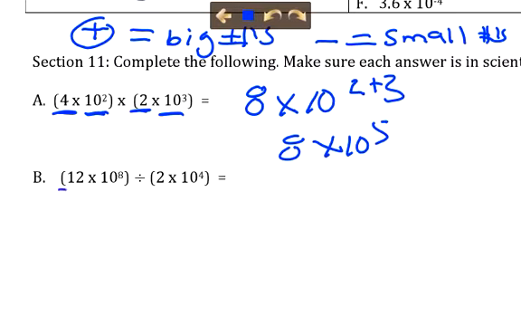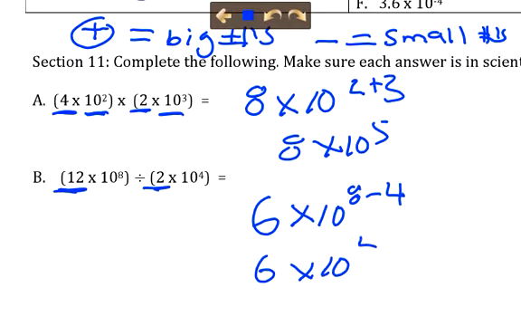On this one, you're dividing, so you would get 6. Then write times 10, and count how many 10s you have left. Here we're going to go 8 minus 4, because when we divide, we subtract exponents. And you get 6 times 10 to the 4. And that's it.